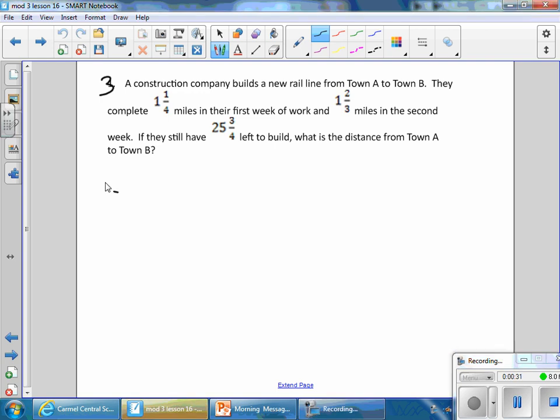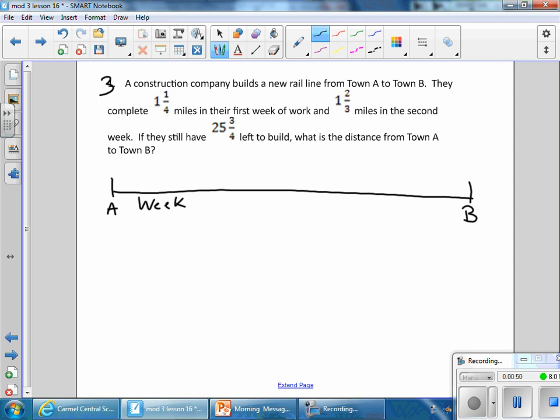Okay, my drawing is going to look more like a number line or a horizontal tape diagram. I'm going to have town A at the beginning and town B at the end. I see that in week 1, the company builds 1 1/4 miles, and a little bit more than that in week 2.